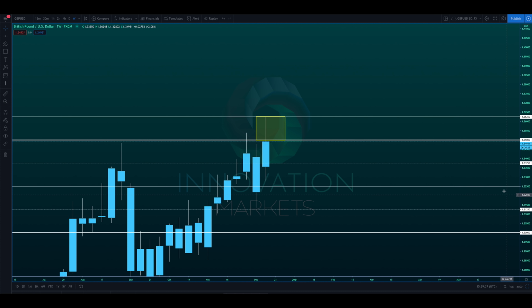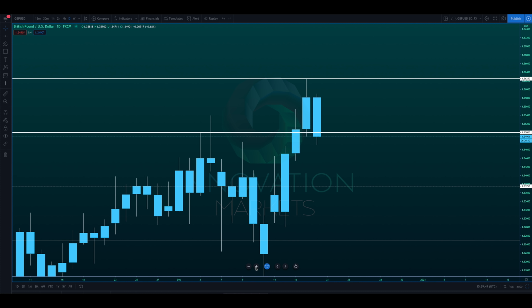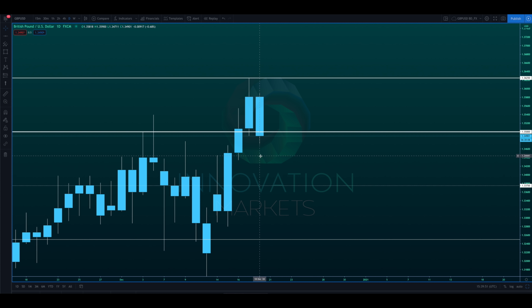The weekly candle, very, very important as well. You can see the weekly candle, the body hasn't closed above resistance. So it's a very, very interesting week for GBP USD, and something we'll be watching out for in the coming weeks to start trading, or to carry on trading, but potential trades coming up.